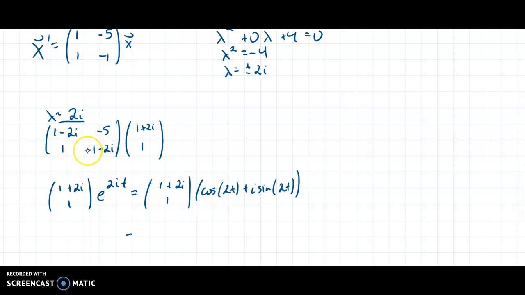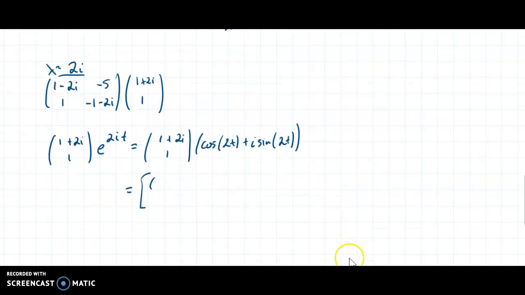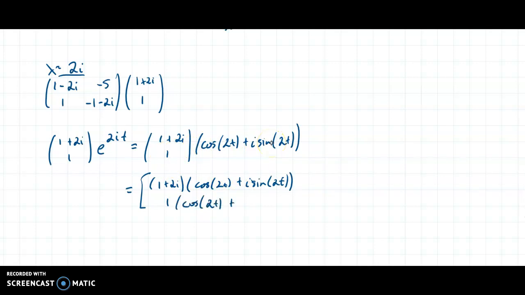So, what does that look like? That is equal to, I'm going to write it out in a long form so that you can really see it. In the top row, I have 1 plus 2i, and that gets multiplied by cosine of 2t plus i sine of 2t. And then in the bottom, I have a 1, that's this, times this same thing. So times cosine of 2t plus i sine of 2t. And brackets for the vector. So what is that equal to?